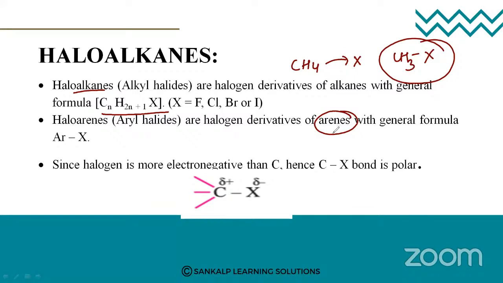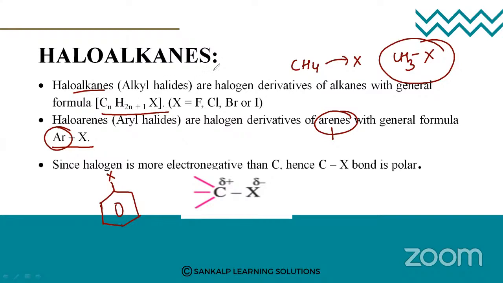Why are they derivatives of arenes? Because they consist of an aromatic ring, and their general formula is ArX, where Ar represents the aromatic ring. For example, this is an example of a haloarene.